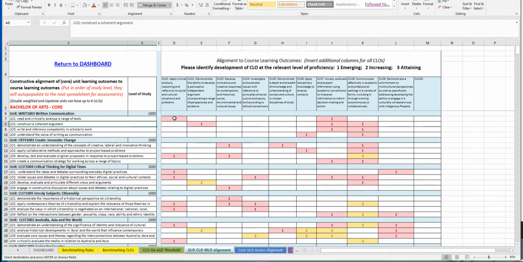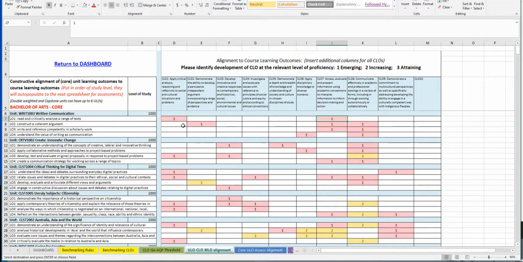All right, so you can see that here we say read and critically analyze a range of texts. This one says apply critical analysis, reasoning, and reflexivity to social and cultural situations and problems. So that one maps there. And then this also says access, evaluate, and present information using academic conventions to interpret information. And so here they're reading and critically analyzing a range of texts, and so that also gets mapped here.